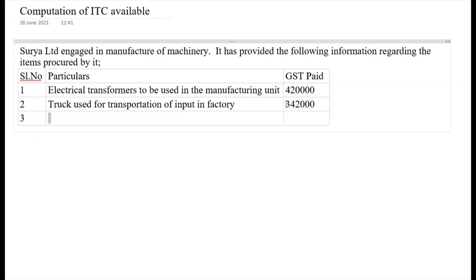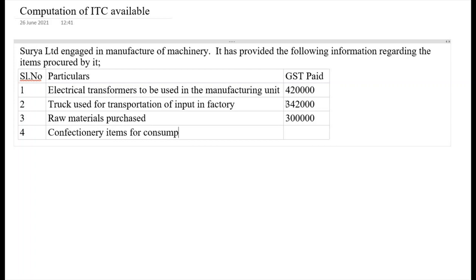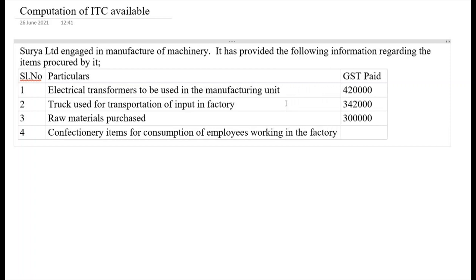Number 3, raw materials purchased, that is given as rupees 3 lakhs. Next, number 4, confectionery items for consumption of employees working in the factory, rupees 27,000.